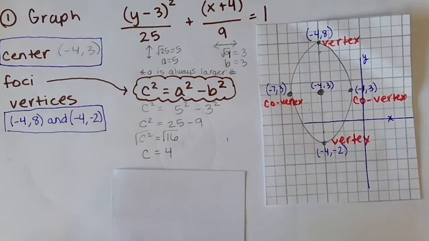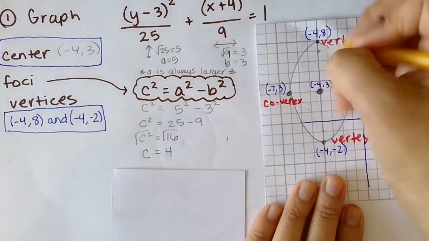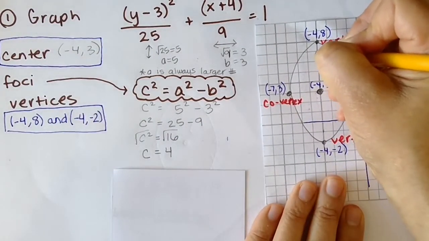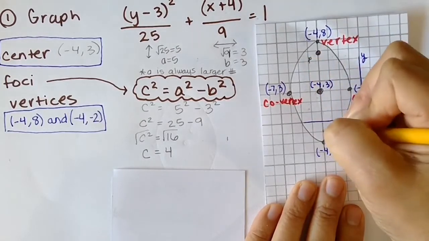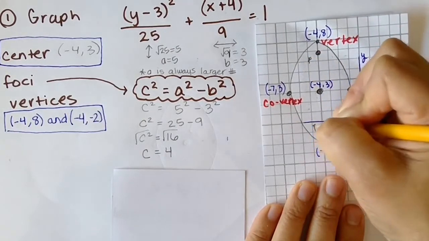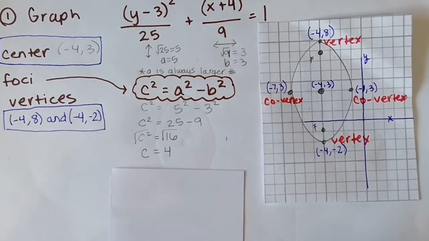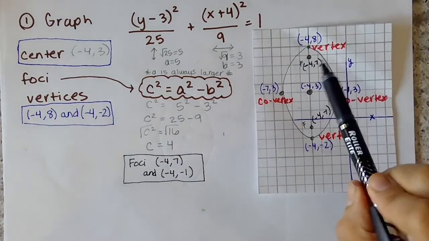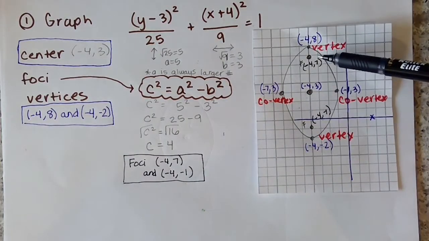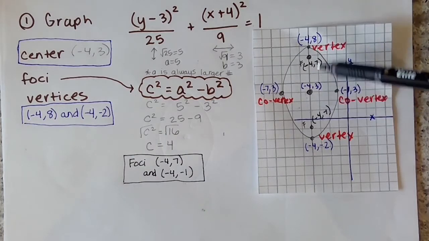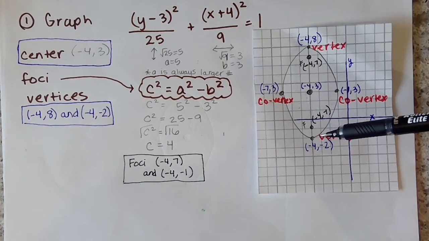So I'm gonna plot that point, it's 4. Here's my center, so if I go 4 units up, that's my focus point. And if I go 4 units down, that's my focus point. Write down the coordinates. So my focus points, wrote it down, are at -4, 7, and -4, -1. And again, they always lie on your major axis.